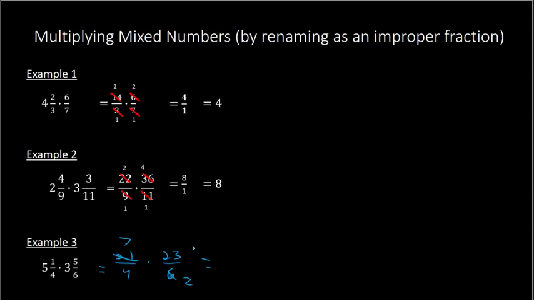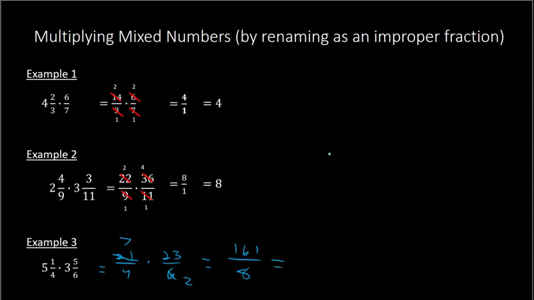So now we just multiply 7 times 23. That would give you 21, carry the 2, that's going to be 161, and then 4 times 2 is 8. Now it's typically best to write your final answer as a mixed number.